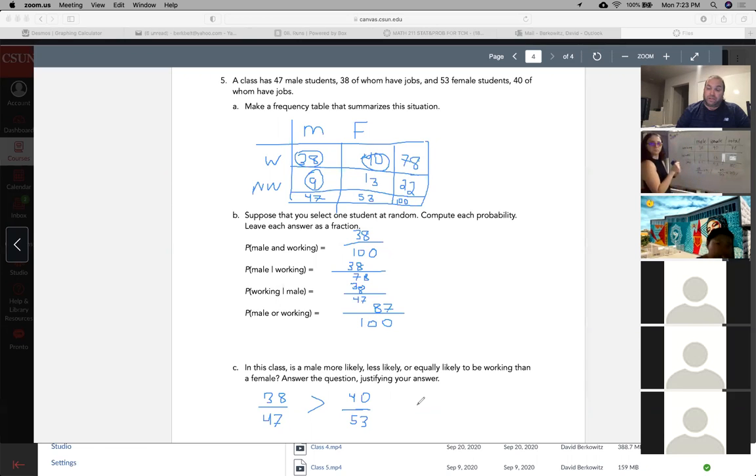Professor, I have a question. Yeah. Back on the probability of male or working, I got the same answer. But I was wondering if it's gonna work every time. The way I did it was I took the 38 and 40 and the 47 and I added all those. And then I subtracted by what we counted double, which was the 38, and it gave me 87. Yeah, but would that work every time? Yeah, 100%. Okay. Works every time.